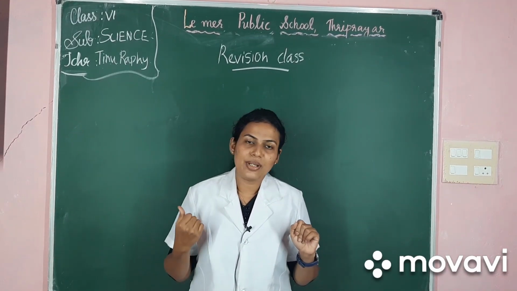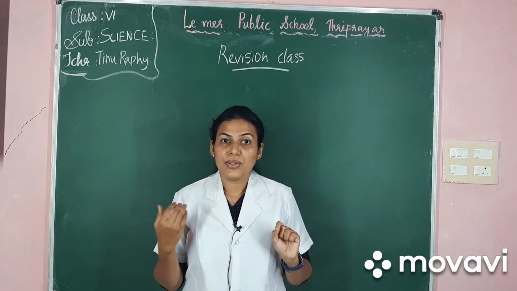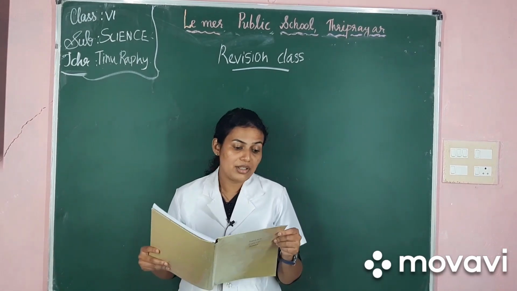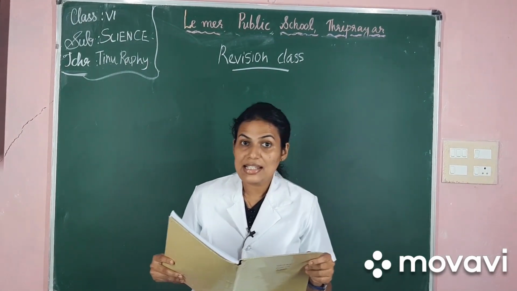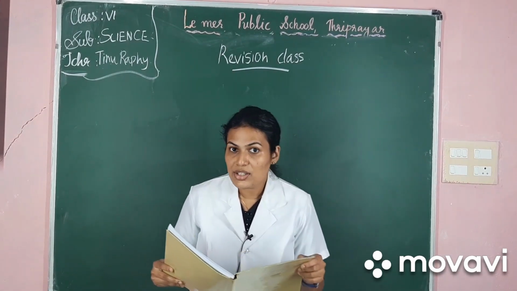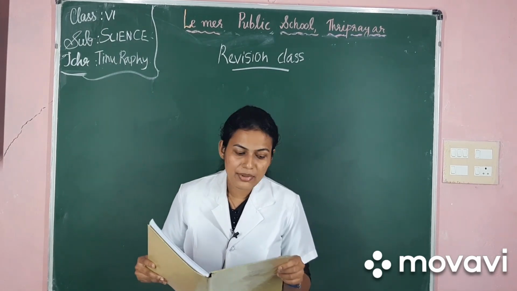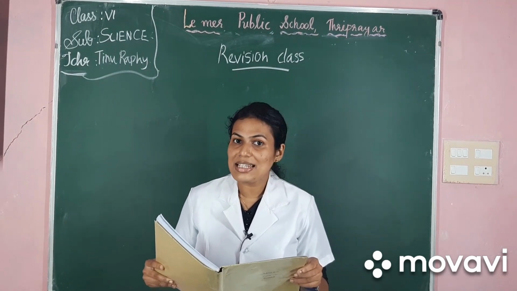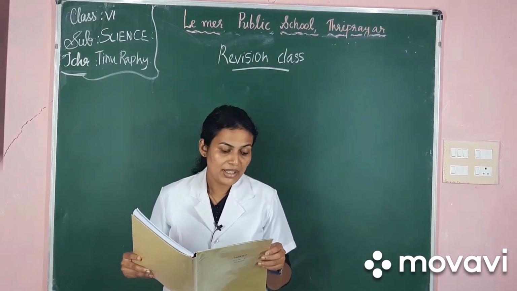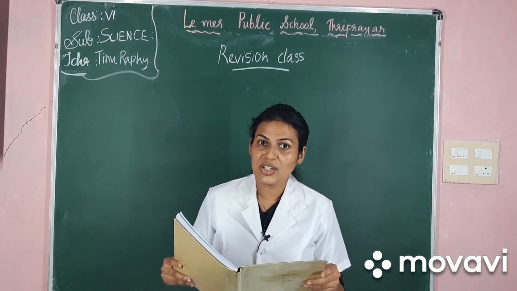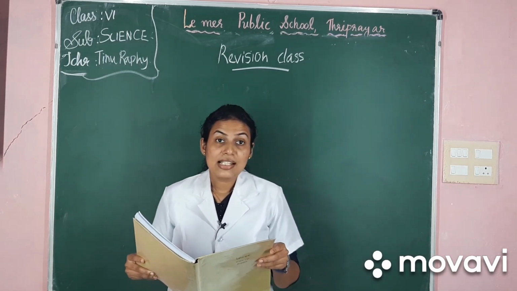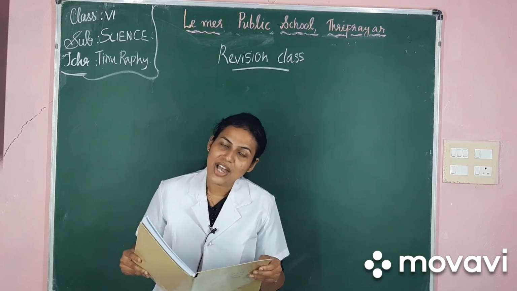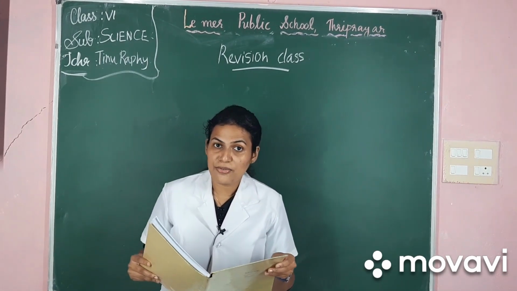Once again, the teacher will remind you of the chapters. You have 6 chapters for the exam. The first chapter, source of food. Second chapter, components of food. Third chapter, fiber to fabric. Fourth chapter, sorting materials into groups. Fifth chapter, separation of substance. Sixth chapter, changes around us. So all these 6 chapters are there for your half yearly exam.